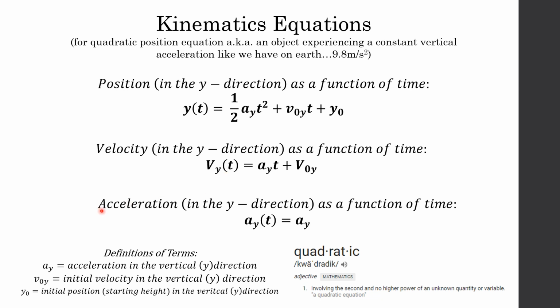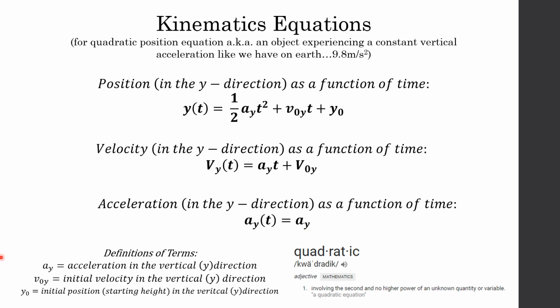Now, last but not least, my acceleration as a function of time. As we mentioned up here, it's constant, right? So you can see on the right-hand side of the equation, there's no t. So it doesn't matter when I am, it is always going to be the same acceleration, right? Because that's what constant means. It means it doesn't change, right? So no matter when I am, I am going to have the exact same acceleration.